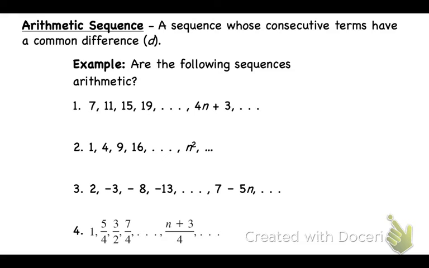Are they arithmetic? When it comes to your test, I'm going to ask you, are they arithmetic, geometric, or neither? I'm just going to put them all together. So I have 7, 11, 15, 19. Do those numbers have a common difference? Yes. What is that common difference? 4. So my common difference is D equals 4. Now, this is the equation that we will write on the next slide.